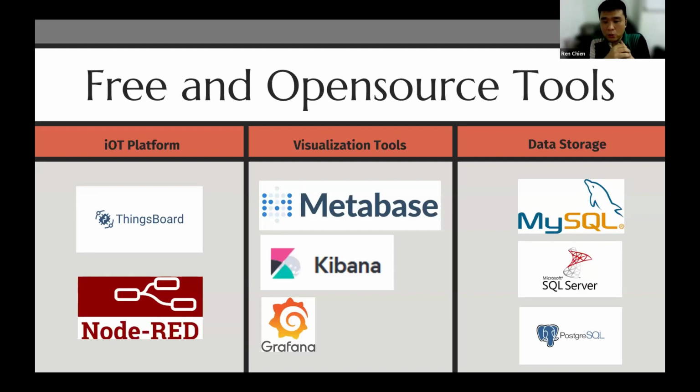These tools help you generate the data into a visualized graph, like a line chart. You have a button to show whether your machine is running or not running. And lastly, we have a data storage to store the data if it's needed.